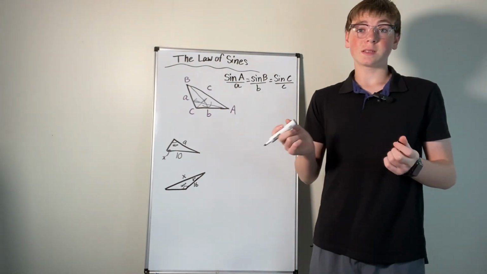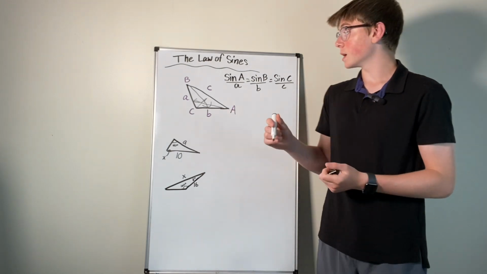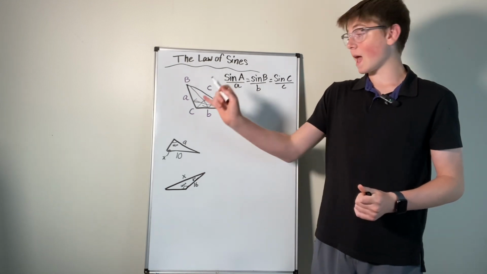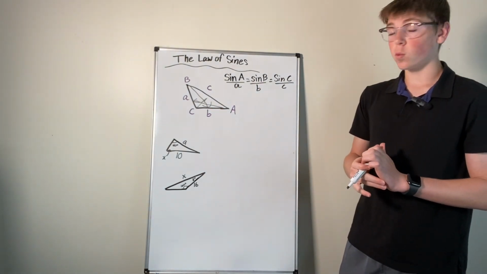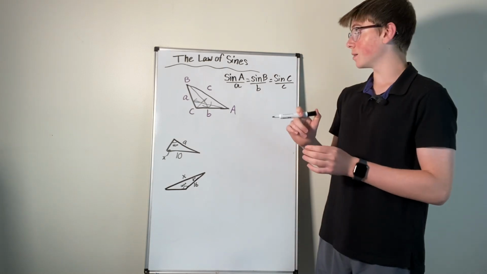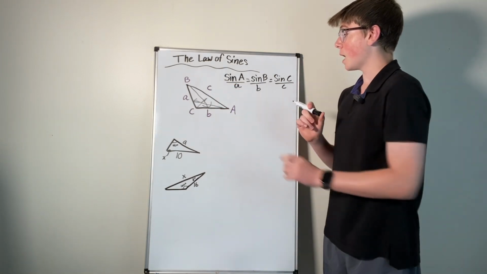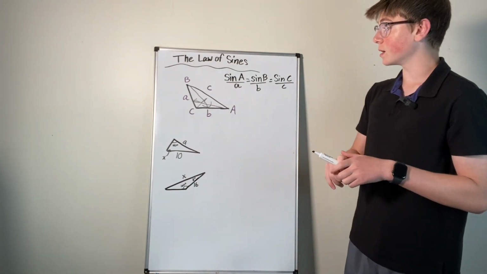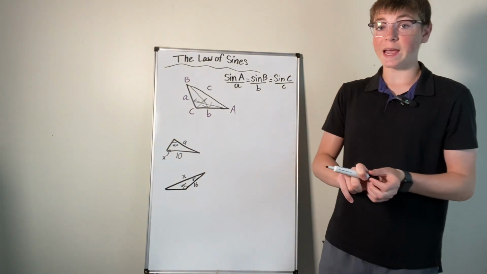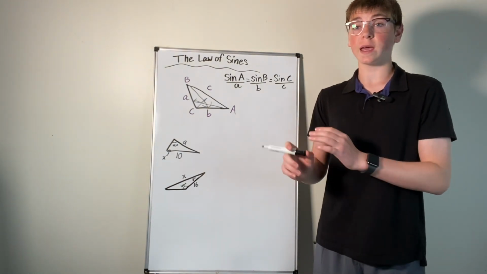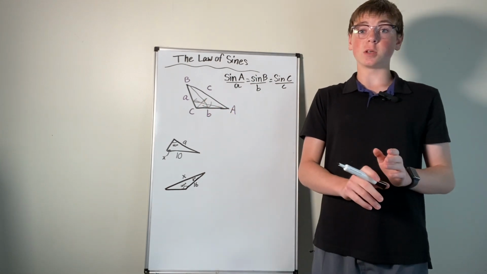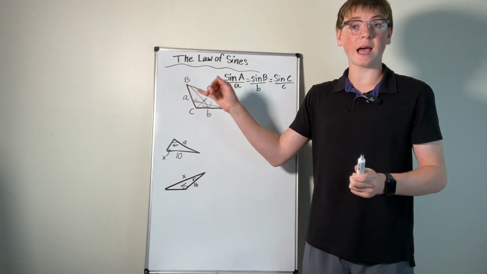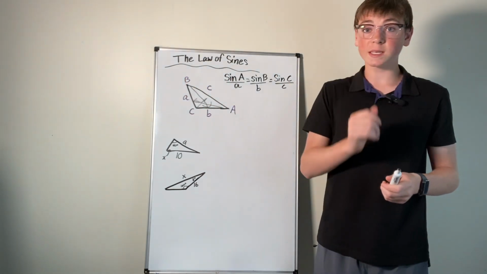So what this law says is that the sine of angle A over side a is equal, or proportionate, to the sine of angle B over b, and that is also equal to the sine of angle C over c. So the proportion of the sine of one angle over the side directly across from it is equal to the same proportion for B, the sine of angle B over the side b.